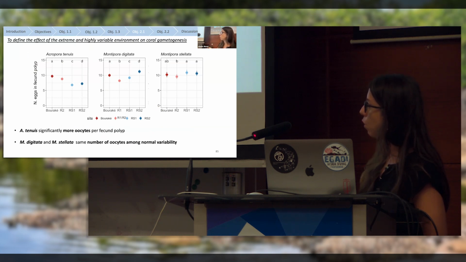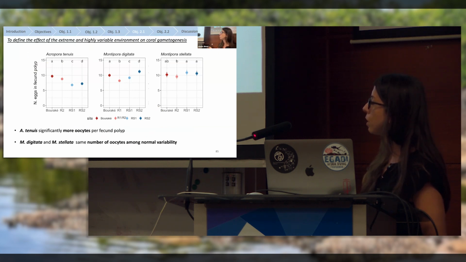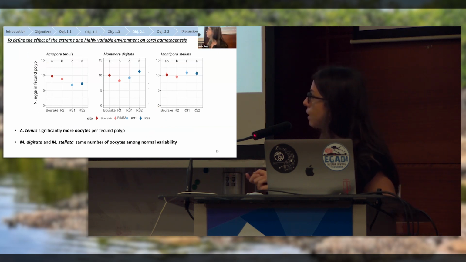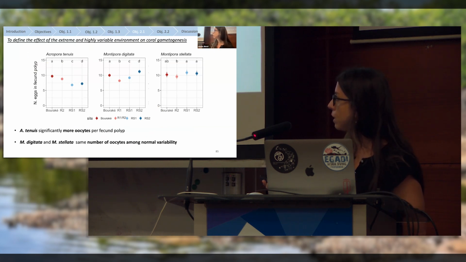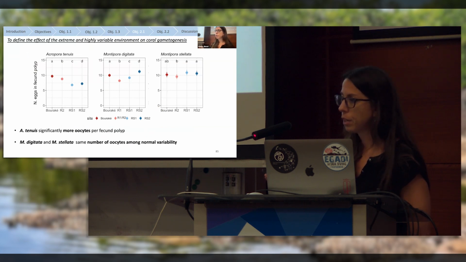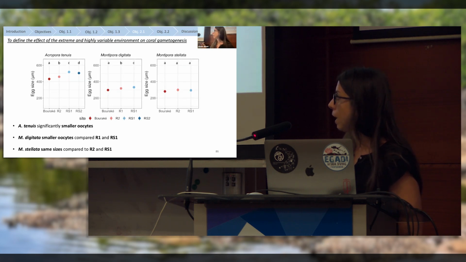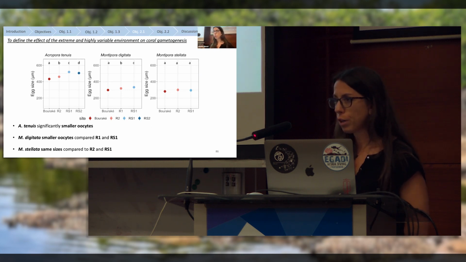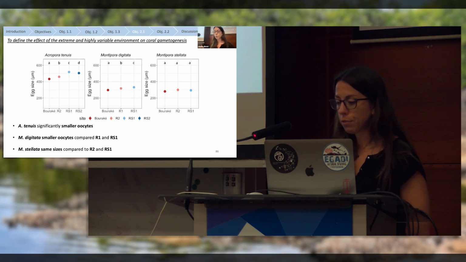Here is the number of oocytes per fecund polyp, and we can see a moderately high number of oocytes per fecund polyp in Buraké, and in Acropora tenuis, this number of oocytes was significantly higher in Buraké compared to the other control sites. Looking at the oocyte size, we observed that Acropora tenuis and Montipora digitata had smaller oocytes compared to the reference sites, while Montipora stellata did not report any differences across sites.